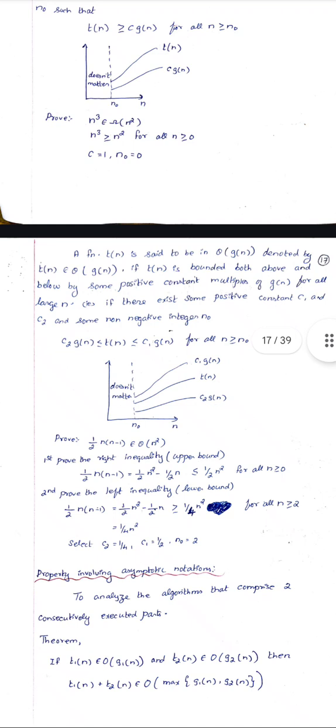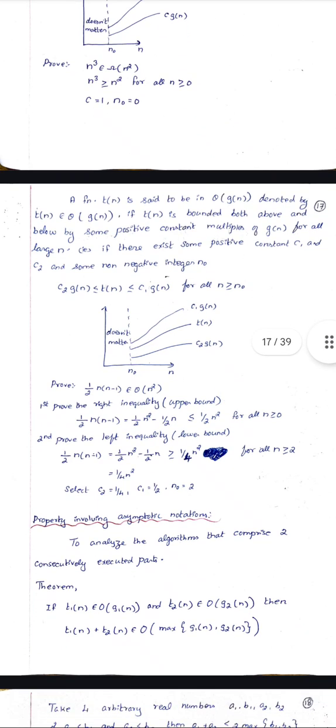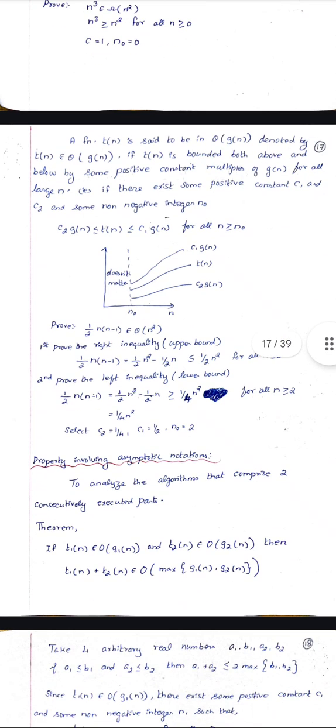Then a function t(n) is said to be big theta of g(n), denoted t(n) ∈ Θ(g(n)), if t(n) is bounded both above and below by some positive constant multiples of g(n) for all large n. That is, if there exist some positive constants c1 and c2 and some non-negative integer n0 such that the bounds hold for all n greater than or equal to n0.